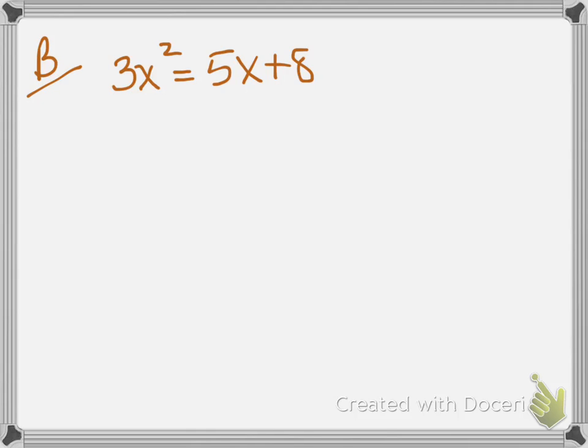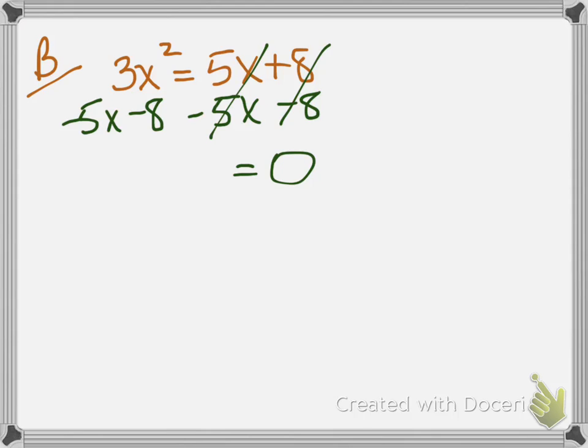Well, right now I can't solve this at all because it's not in any kind of form. If I want to put it in general form, I'm going to subtract the 5x and the 8 over to the other side of this equation so that this whole side cancels, leaving me with 0. And this side will read 3x squared minus 5x minus 8.